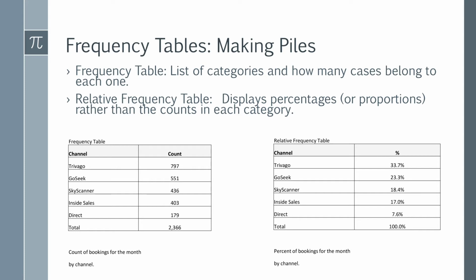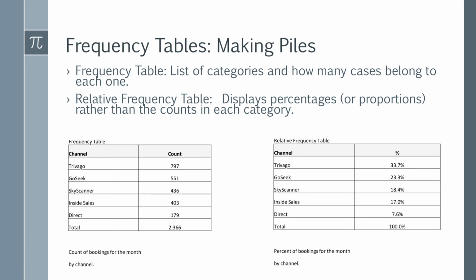So for this particular month, there was a total of 2,366 bookings, and Trivago was responsible for 797 of those bookings. GoSeek was responsible for 551 of those bookings, and so forth. So it's an actual count. We know on our hotel booking site, the traffic that Trivago sent over resulted in 797 bookings. If we look at the table on the right, that's a relative frequency table.